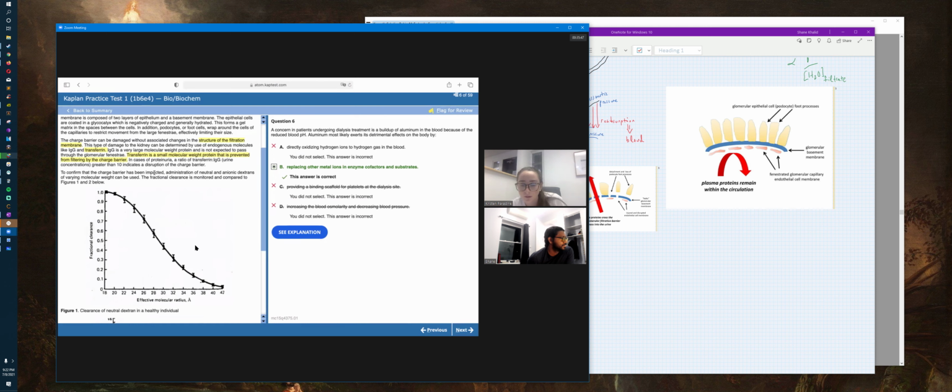A concern. Let me see if I can do this one. If not, then go through all the others. But a concern in patients undergoing dialysis treatment is a buildup of aluminum in the blood because of the reduced blood pH. Aluminum most likely exerts its detrimental effects on the body by reduced blood pH direct.